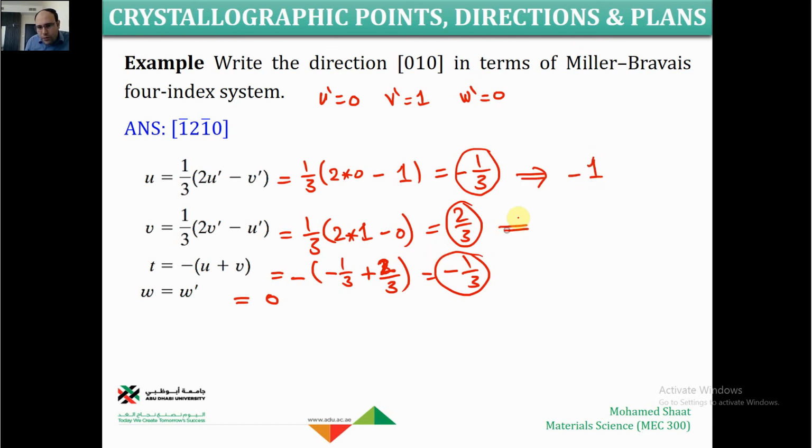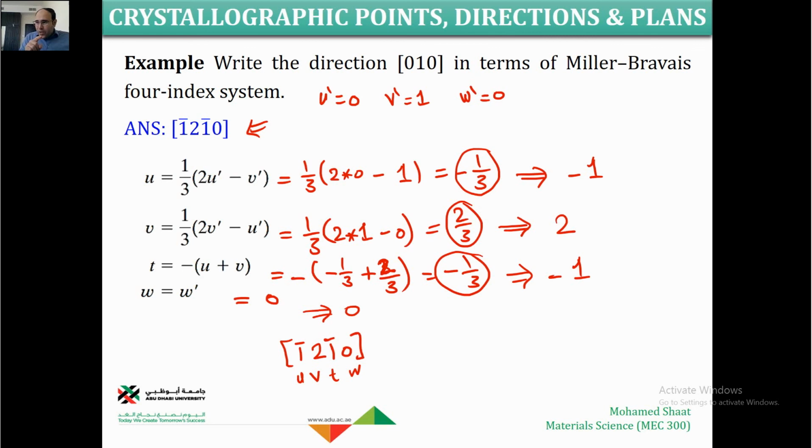And this will be converted into 2. If you multiply times 3, this will be converted into negative 1. And this definitely will be 0 as it is. So this is going to give us the 4-index vector, represented as negative 1, 2, negative 1, 0. You have to acknowledge the order. The order is U first, then V, then T, then W. Make sense?